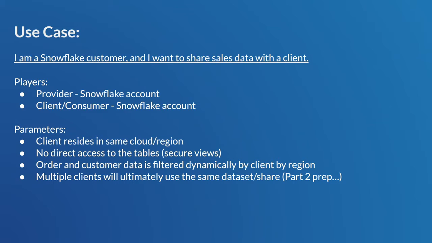Order and customer data is filtered dynamically by client and region. What that means is we're going to build in a layer of abstraction that allows us to control the filtering of customer and order data via Snowflake functions. So that'll be pretty fun. And then multiple clients will ultimately use the same data set/share. Spoiler alert, that's part 2 prep. We're going to do the exact same thing for part 2, and you can see how what we're doing now plays into when we start sharing data across cloud providers. So let's jump right into our worksheets.